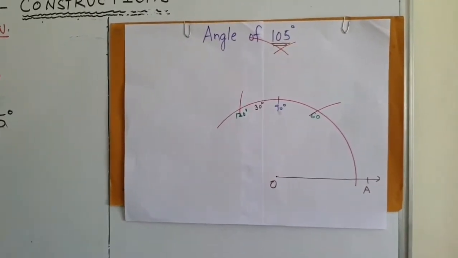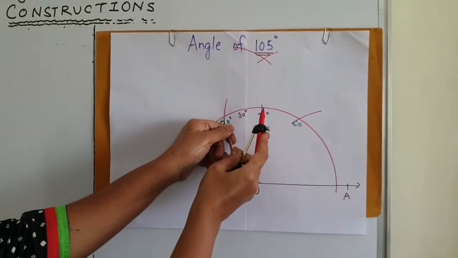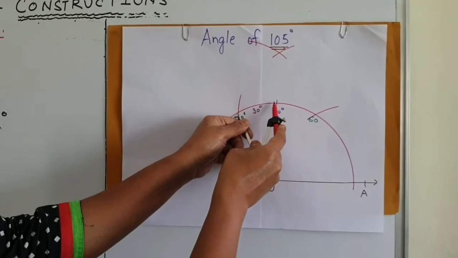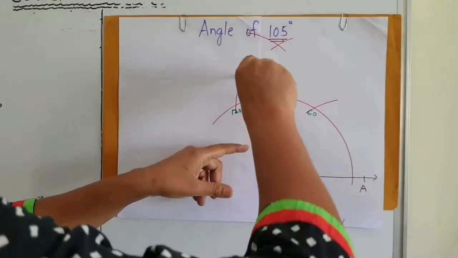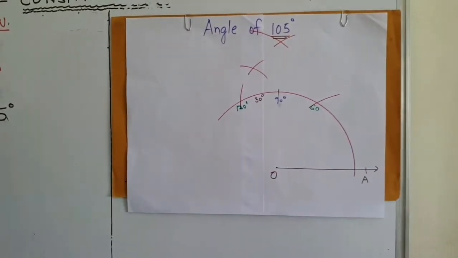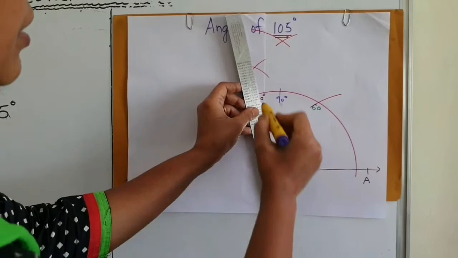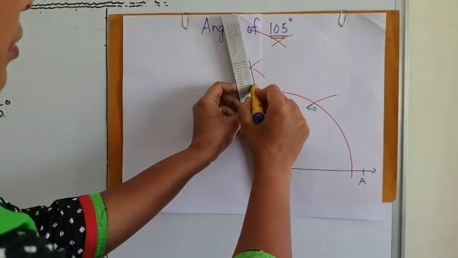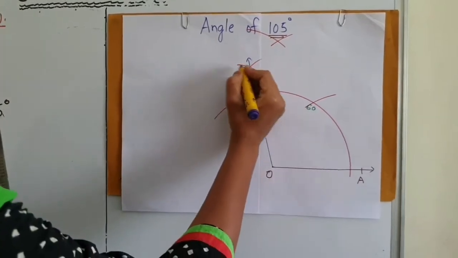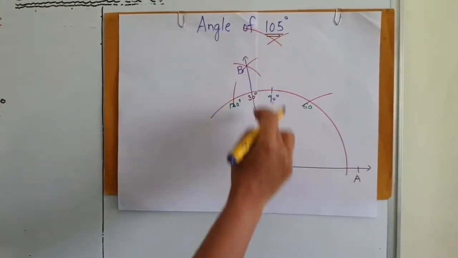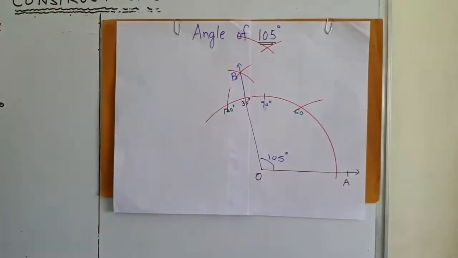So let's draw the angle bisector of this 90 and 120. Taking radius more than half, and taking these as centers, this is how we get our required angle BOA, 105 degree.